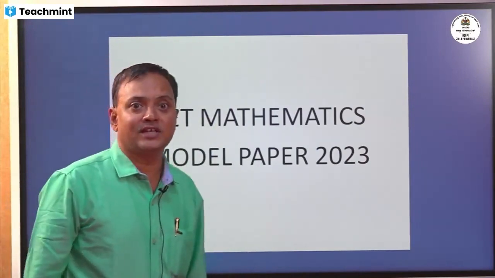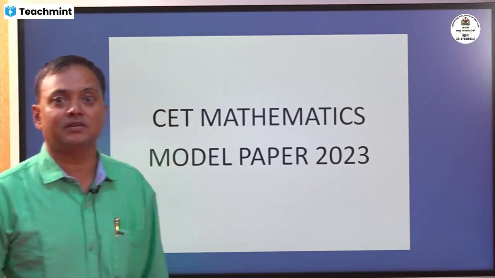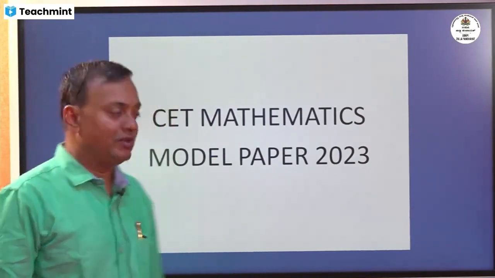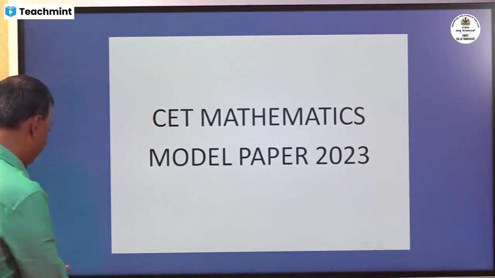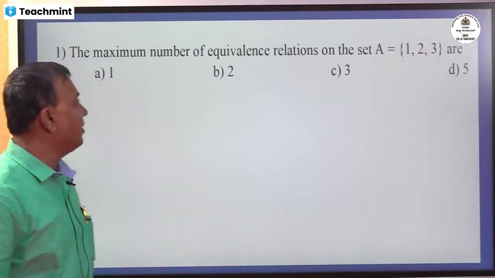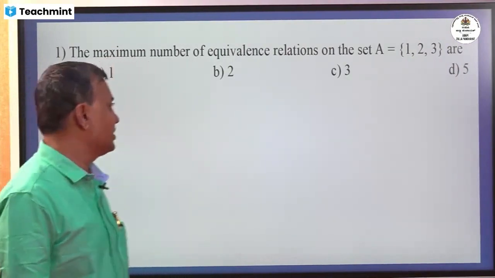Today I will discuss the CET Mathematics model paper. We'll discuss one by one. Here, first question: the maximum number of equivalence relations.